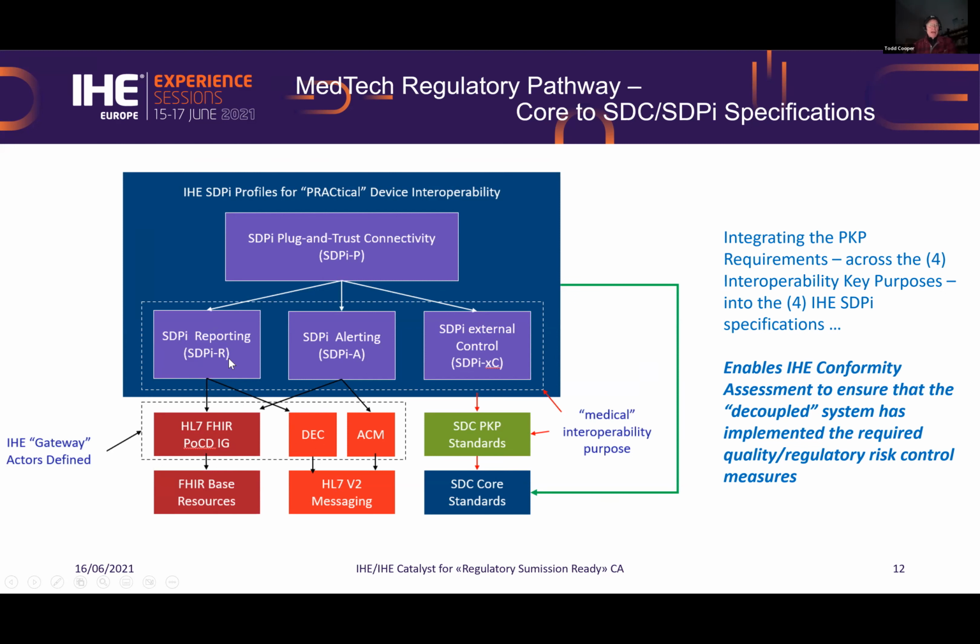So we would have an HL7 FHIR for reporting, maybe for alerting. And then these are the IHE devices PCD profiles, DEC and ACM. And that's what we're going to look at in more detail in a subsequent briefing next week. I think a week from today, Wednesday of next week, the 21st. So this kind of gives you the overall big picture of what we have in this SDPi supplement.